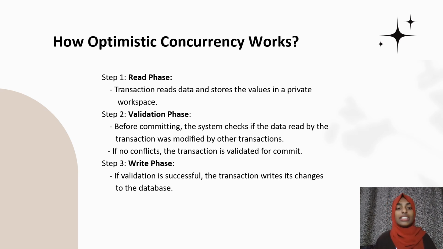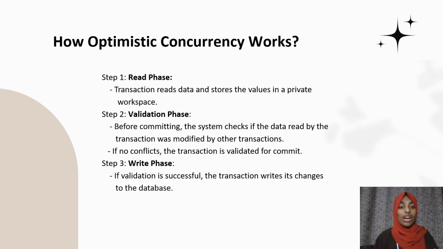There are three different phases: read, validation, and write phase. In the first phase, read, the transaction just reads the data and stores the values in a private workspace. In the second phase, validation, before committing, the system checks if the data read by the transaction was modified by other transactions.